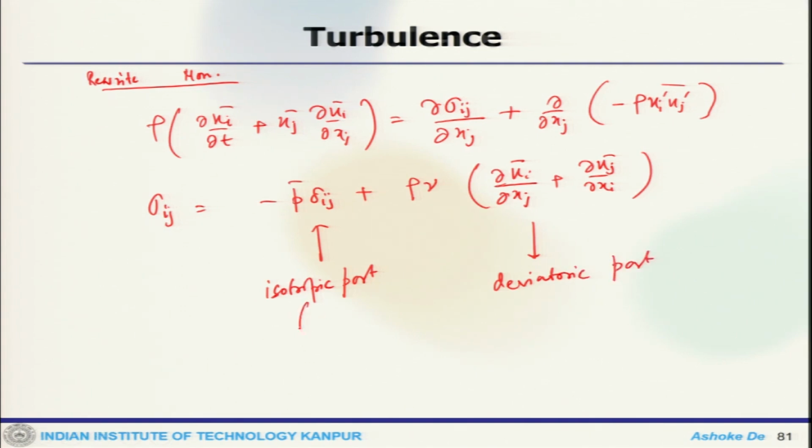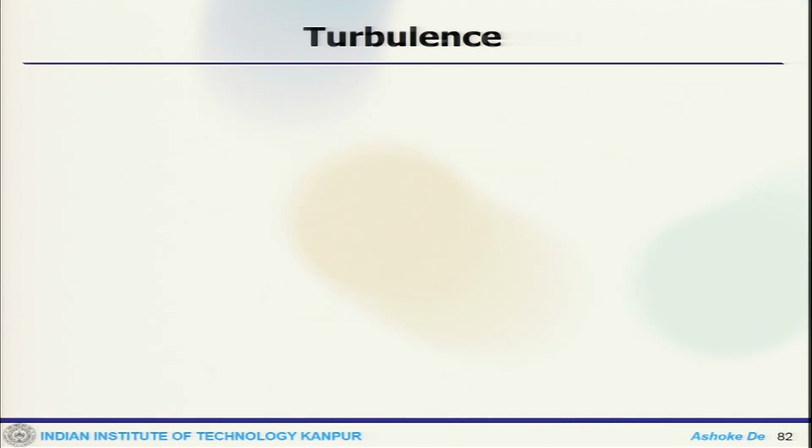So, that means this is the pressure stress and this is the shear stress. Now, again, to close that Reynolds stress term, we bring in the Boussinesq hypothesis. So, we apply the Boussinesq hypothesis so that we can write this Reynolds stress term in a slightly different way.